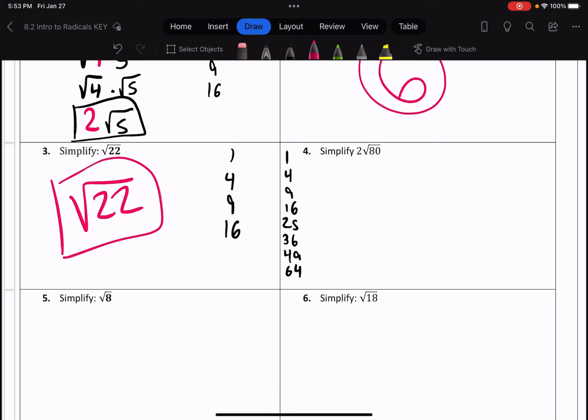And if you know some of your factors, or if you know some of your multiplications, you may know that 16 times 5 is going to get us to 80. But that might not be the first thing that you see, and that's okay too.